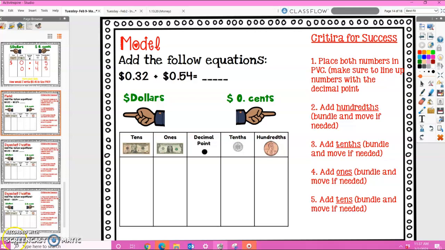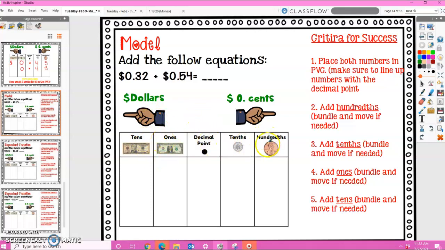Alright guys, so now that we had some time to talk about the money place value chart, now we are going to actually be able to use it. So for this problem, I'm just going to model how you are to add cents by using the money place value chart. So remember, in the place value chart, everything to the left of it is a normal place value chart. Ones, tens, hundreds. These are the dollars.